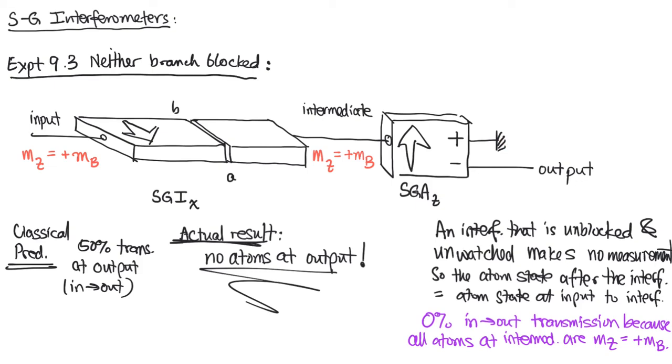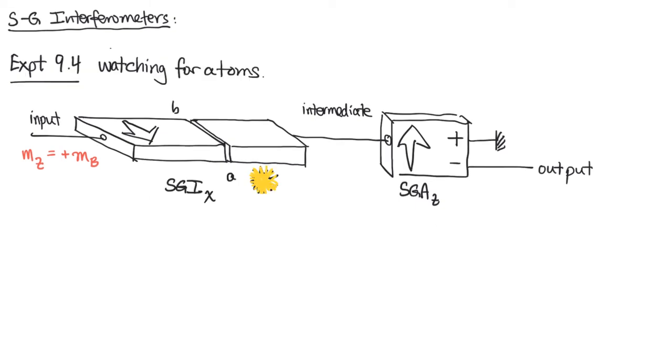So in summary, if we do not have which-way information, then the atom state is not changed when it goes through the interferometer. If we do have which-way information, in other words, if we know that the atom took path B, then the atom at the exit adopts the state of the unblocked path, or the state of the path that it took. So it turns out that we don't have to block a path in order to tell which path was taken. We can just watch a path, or watch both paths.